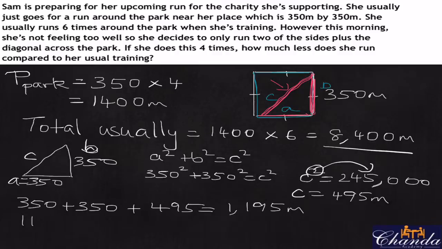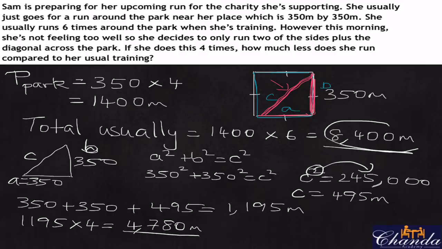So 1195 times 4 gives us 4,780 meters. So this is how much she ran on the day she wasn't feeling too well, while this is how much she usually runs. So the difference between the two, 8,400 minus 4,780, gives us a value of 3,620 meters, which is the amount that she runs less compared to her usual training.